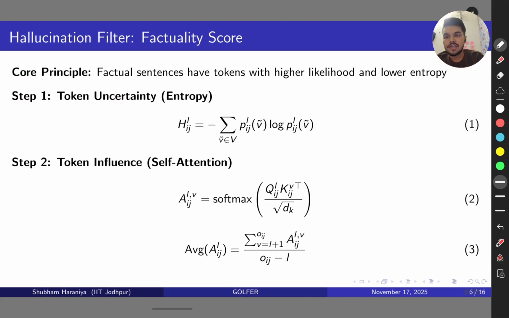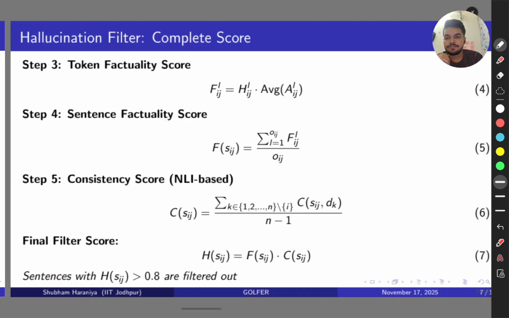So first, the hallucination filter, how does it work? It is a factuality score. The core principle is that factual statements have tokens with higher likelihood and lower entropy. So we have to find which statement has the higher likelihood and lower entropy. For that, step one: we find the token uncertainty using entropy. The second one is the token influence, which is self attention. For that part, we have to use a white box model.